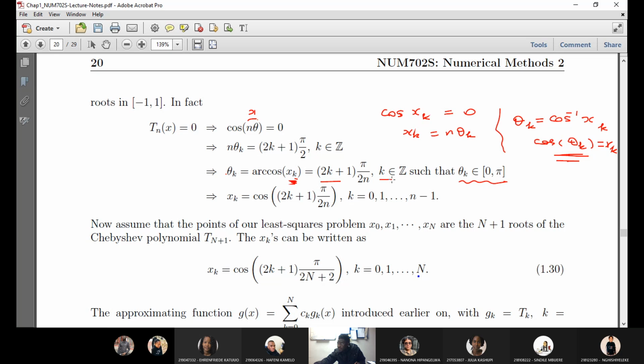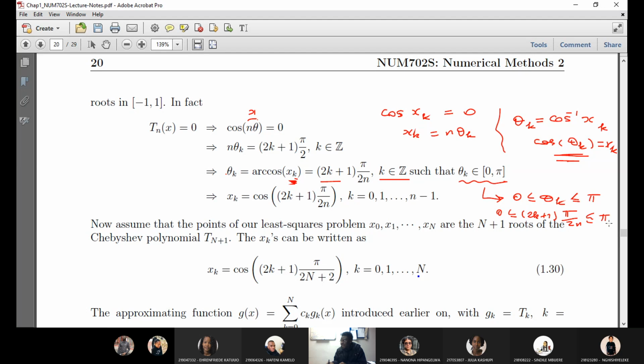Originally, we know that k runs the entire set of integers. But by imposing this second condition, you take this, that is, let me write it down. So here we are saying pi. Now you take this expression, which is this. So that would imply 2k plus 1 pi by 2n is there.